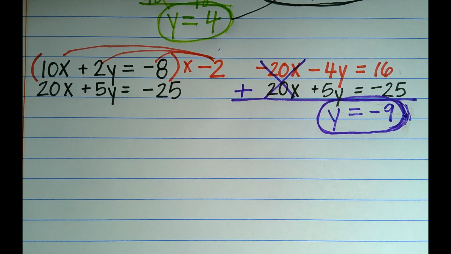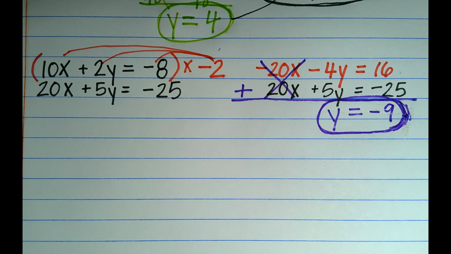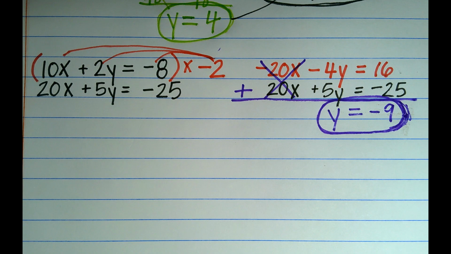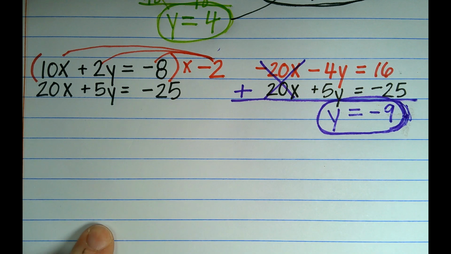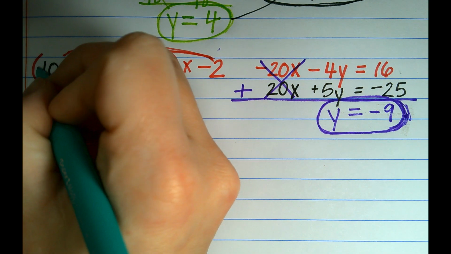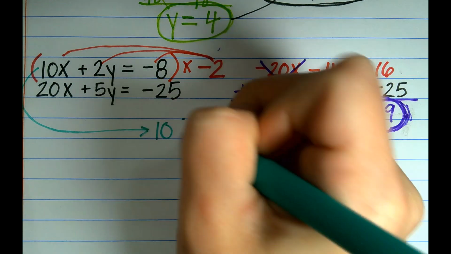Okay. So now that I have a y value, which equation do we want to try to use for solving for x? It doesn't matter which. Let's do the top one. The numbers are smaller. So I got my y value. Now I'm just going to rewrite my top equation. Let's see. Which is 10 times x.